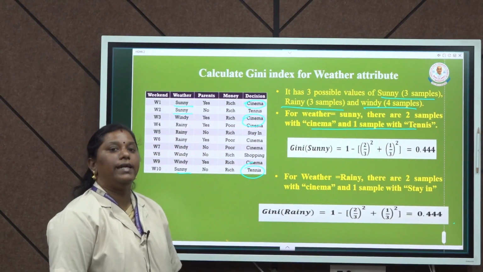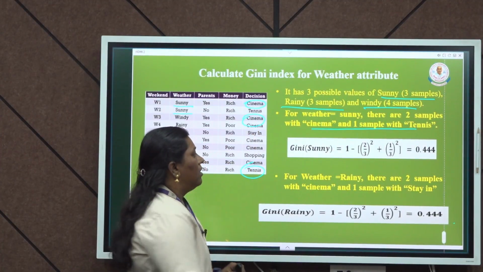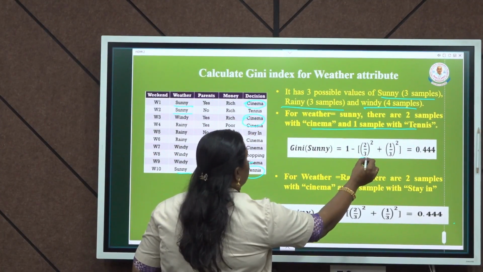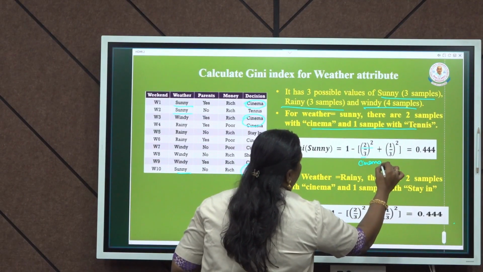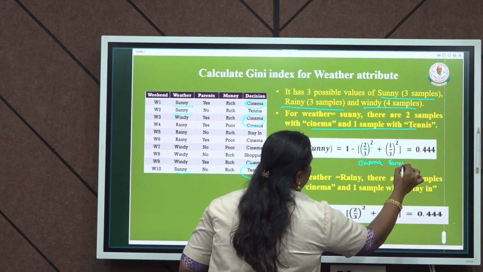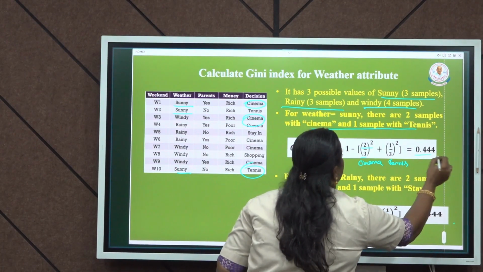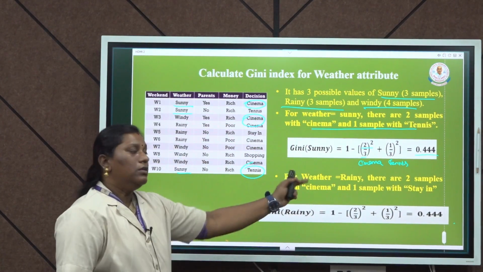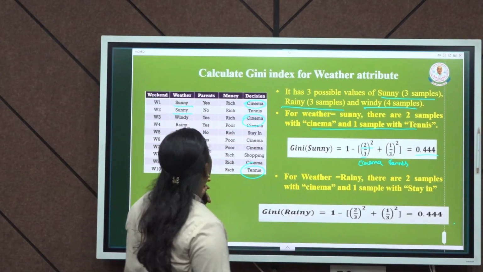So now let us calculate the Gini index for weather is equal to sunny. Out of these 3 instances, 2 are cinema and 1 is tennis. While solving this equation, we will be getting 0.4 as a value.